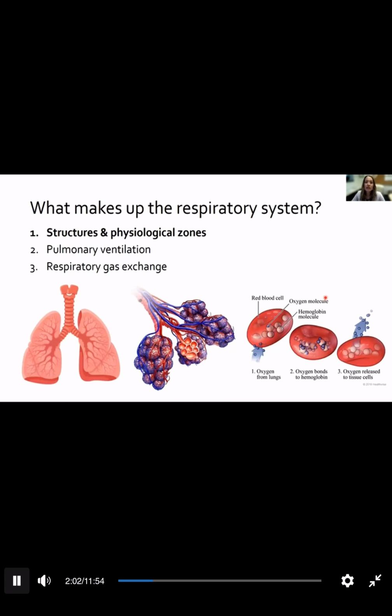So what makes up the respiratory system? Today, I'm just going to give mostly an introduction to the structures and the physiological zones. And in the next several lectures, I'll be going over pulmonary ventilation and respiratory gas exchange.